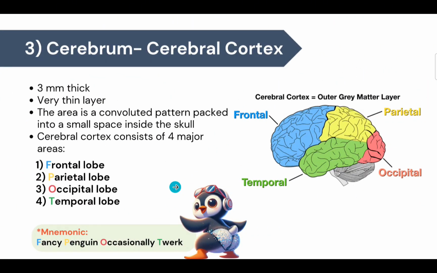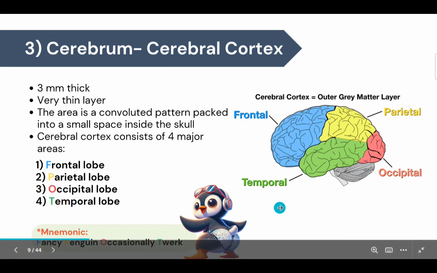So the cerebral cortex here is 3 mm thick, a very thin layer. And these areas have a convoluted pattern, packed into a small space to fit inside the skull. The cerebral cortex, which is the outer gray matter layer that we saw just now, consists of 4 major areas: the frontal lobe, the front one; the parietal lobe, the middle one; the occipital lobe, the back one; and the temporal lobe, the sides one.